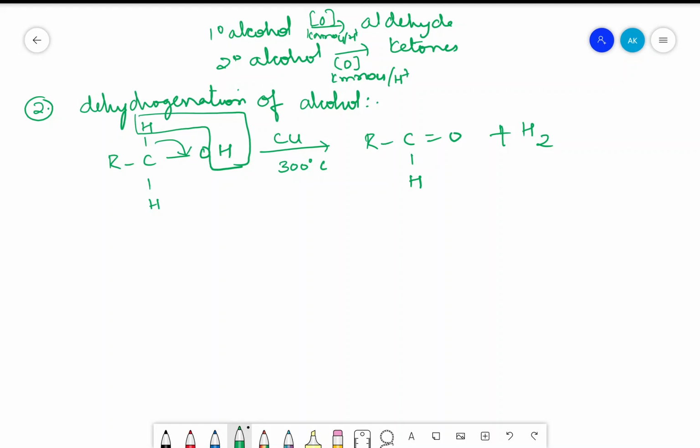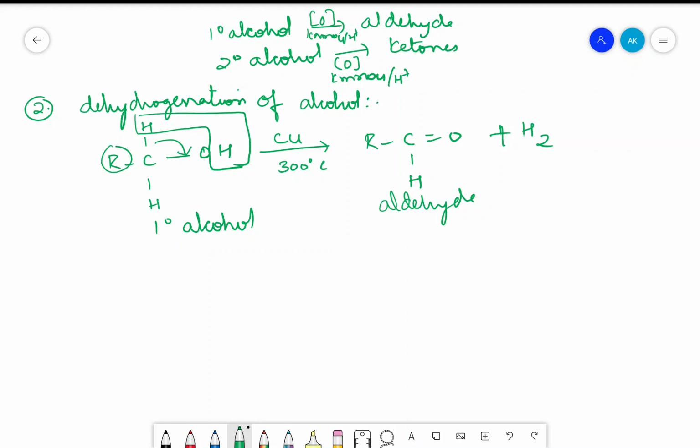This reaction is called dehydrogenation of alcohol. This is the aldehyde. This is the primary alcohol. In the same reaction, R will be replaced by CH3.